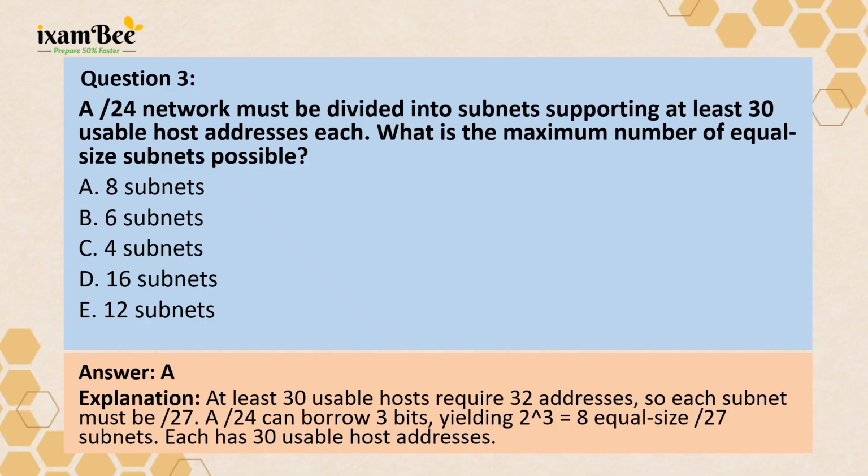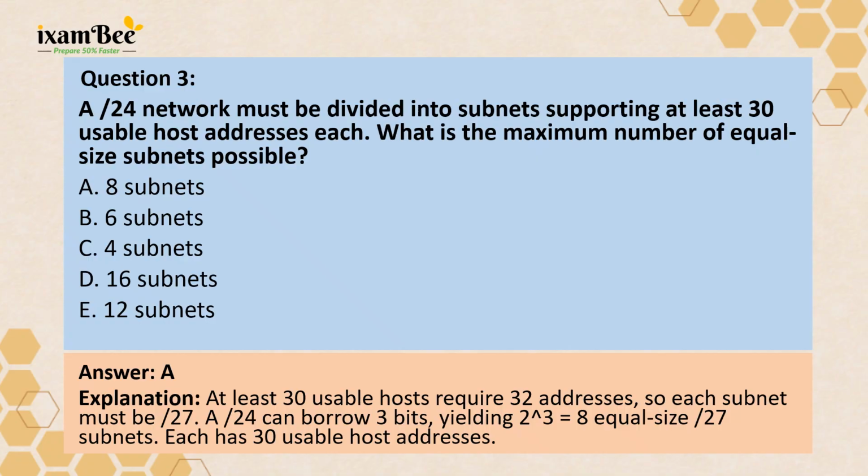Start from the host requirement. We need at least 30 usable hosts per subnet, and the usable hosts are 2 to the power of host bits minus 2 for the network and broadcast addresses. With 5 host bits, that's 32 minus 2, which equals 30. Exactly enough. So each subnet needs 5 host bits, which means each subnet is a /27.